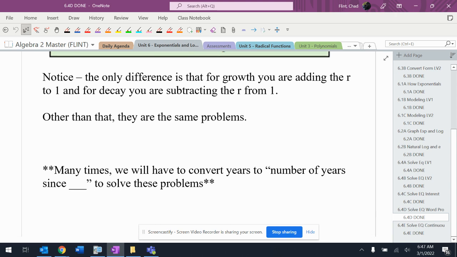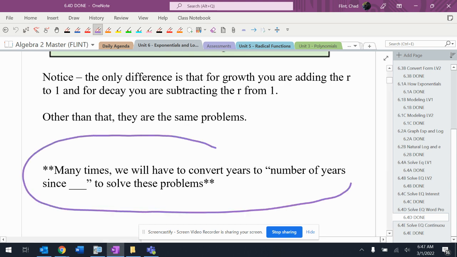Many times these problems will convert years to number of years since. All right. So you have to be careful with these problems right here. It'll say like starting in 2007, and then it'll start talking about 2010, 2015 and stuff. And you have to convert that into 2007 as year 0 and then count up from there. And if you don't do that, the equation that you get will be completely wrong. So you have to be on the lookout for those kind of questions.